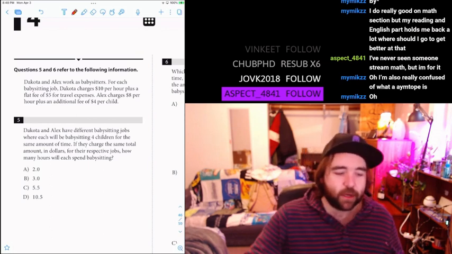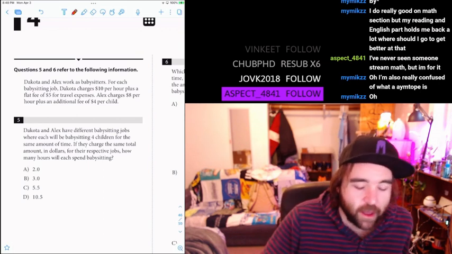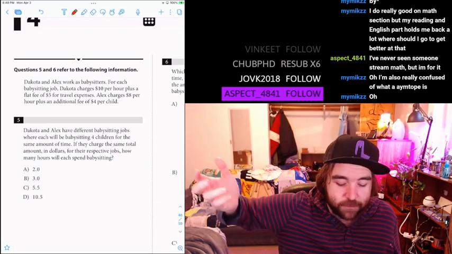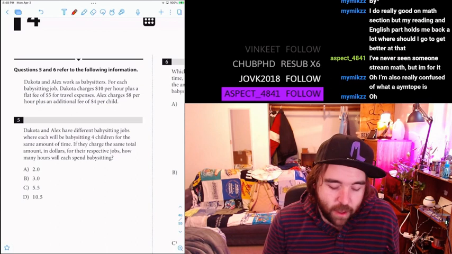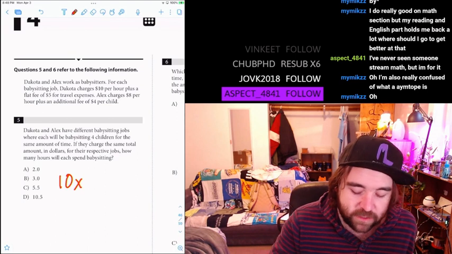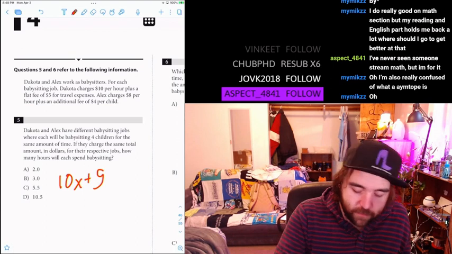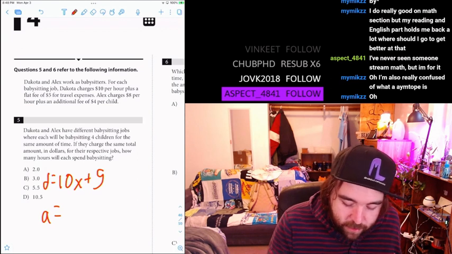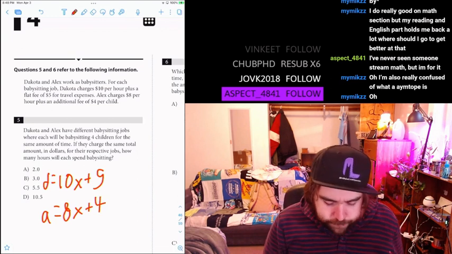So this is a great example of a linear equation. So how do you deal with linear equations like this? Well, you should always think about them as you have the rate times whatever goes up, so in this case hours, plus exactly what they said, like a service charge or a flat fee or like an initial amount. So in this case, what is that going to mean? We have $10 per hour, so 10x, plus the additional $5 flat fee. So that's for Dakota. For Alex, we can do the exact same thing. Alex charges $8 an hour, plus an additional 4.